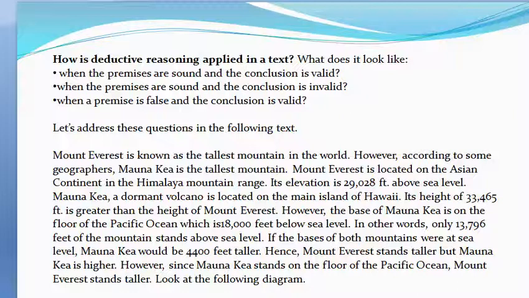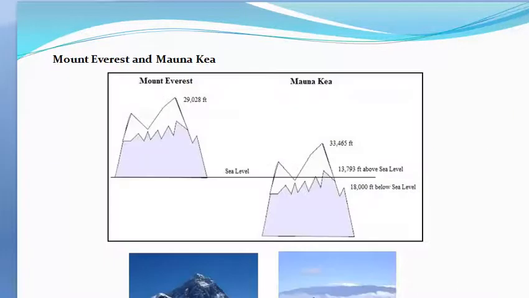Let's look at the following diagram. Mount Everest stands at sea level, is 29,028 feet tall. Mauna Kea stands 18,000 feet below sea level and 13,793 feet above sea level. Its total height is 13,465.